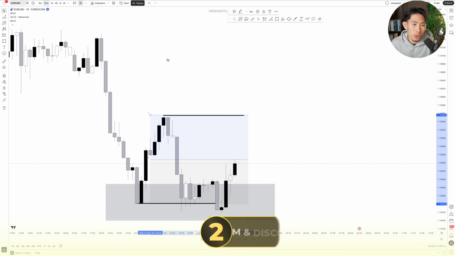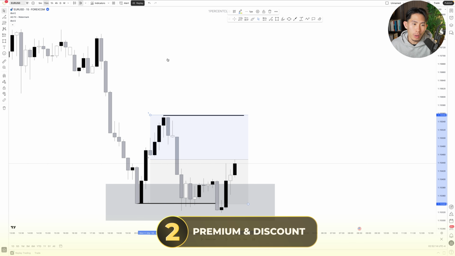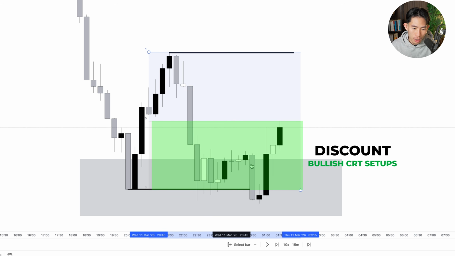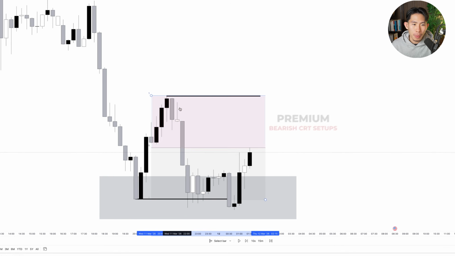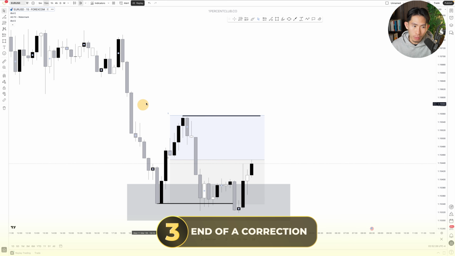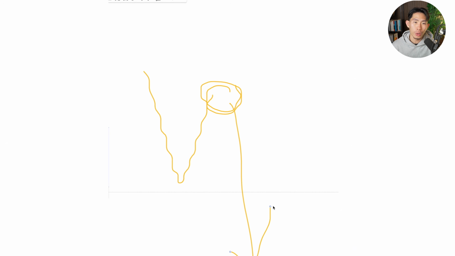And you can also look for CRT setups in premium and discount areas. So in an uptrend, ideally you want to look for bullish CRT setups in discount. In a downtrend, you want to look for bearish CRTs in the premium. And also another place would probably be at the end of a correction, right? So if the market is trending right now, this is where you can expect price to pull back to a meaningful area before continuing going down. And this is where you might want to find the CRT candle right here inside the pullback to give you a confirmation that price is actually continuing with the higher time frame trend.